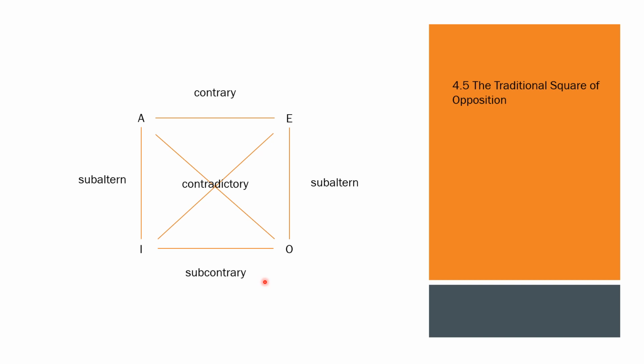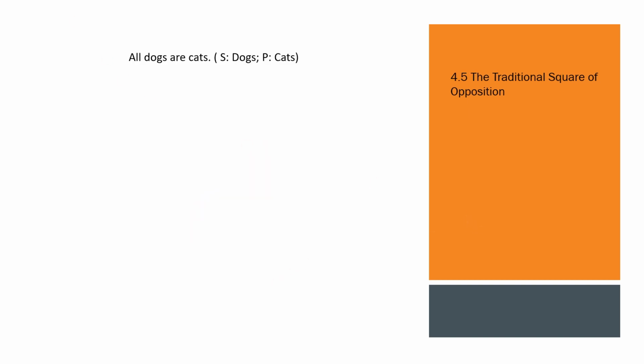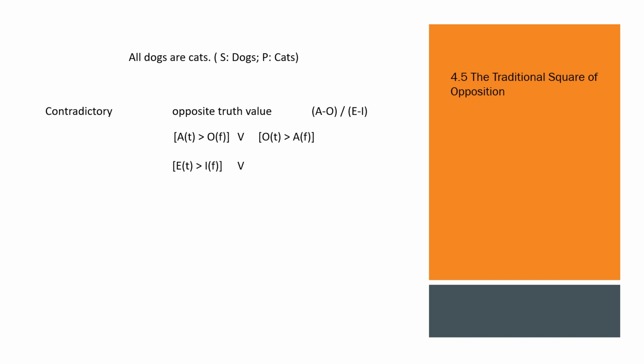Now let's see how this thing works. Perhaps we begin with the contradictory relation with "all dogs are cats" as our primary statement. Now, the relationship here is between directly opposite values. It's with A and O, and E and I. Now it says if A is true, then O is false, and the other way around, right? If one is true, the other is essentially false. So if one is false, the other one is essentially true.